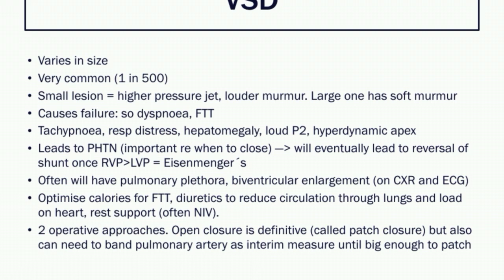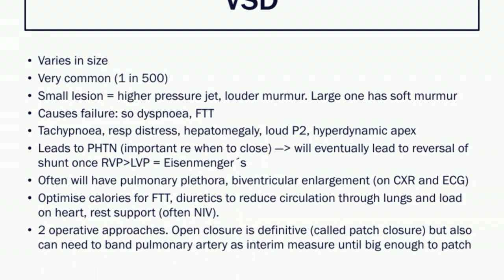The big ones don't have a murmur, so you don't pick them up on examination, but you will generally have discovered them on fetal echocardiography. But having said that, often they do present for the first time just with symptoms of failure to thrive and breathlessness when they're older. This tends to happen around, let's say, 2 to 4 months, and you really want to try and operate on them before they're 6 months old.